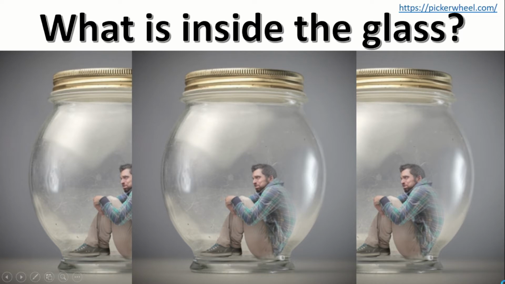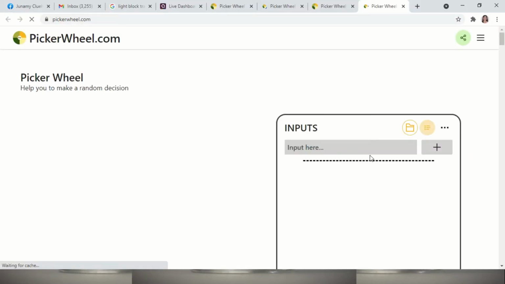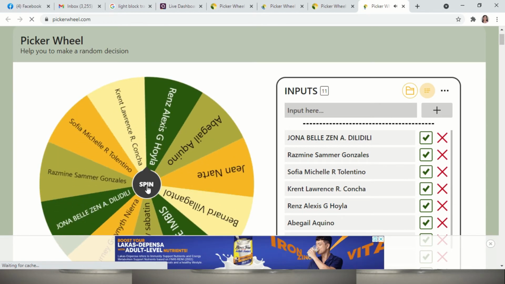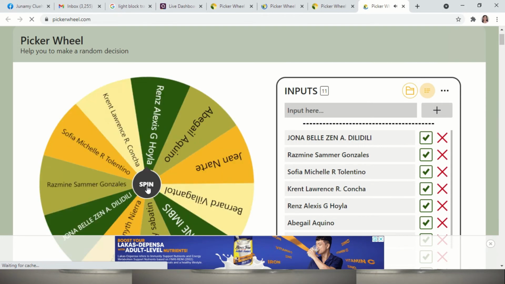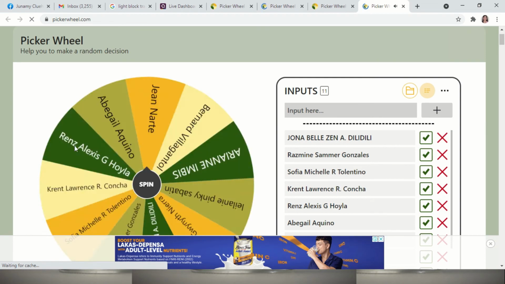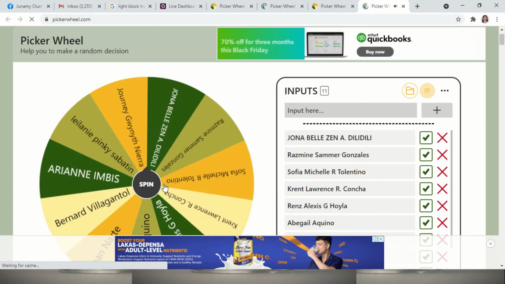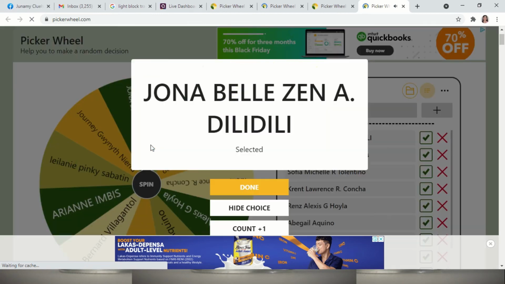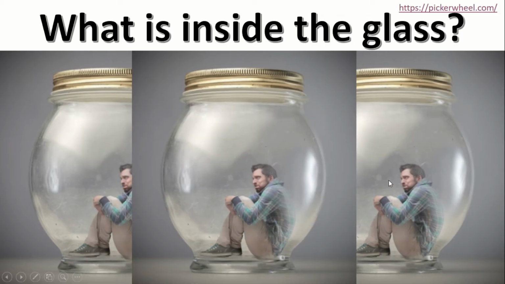So let's choose another one to answer. Let's choose first your classmate. The wheel is still looking for the lucky person. Very good. So now the person to answer, Jonabel Dilidili. Jonah, can you answer? Can you guess what is inside my glass?